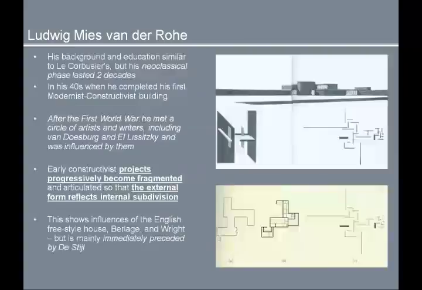Mies van der Rohe's background in education is quite similar to Le Corbusier, and he did work in a neoclassical phase for 2 decades. It was only in his 40s that he completed his first modernist constructivist building. The war was pivotal. We can really say that before the war he was working in more of a neoclassical traditional mode, and then after the war he met a group of artists and writers, including Theo van Doesburg and El Lissitzky, and he is tremendously influenced by them. And so he started working on these different kinds of projects.